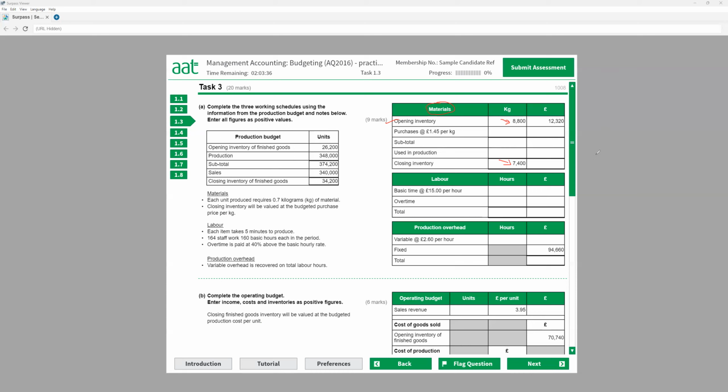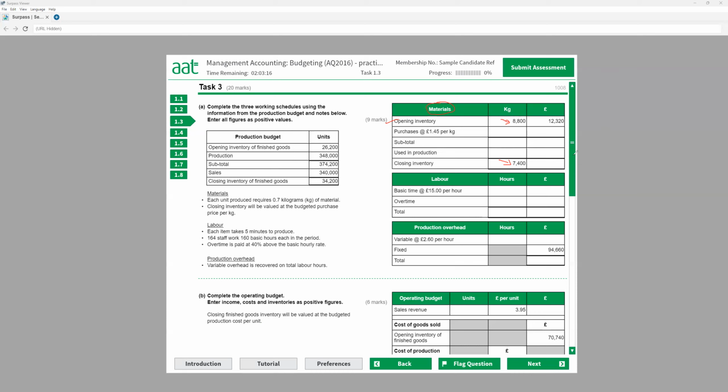So for the purchases, to work out how many kilos I need to buy, I will subtract the opening and add the closing. Whatever I already have in stock will be taken away, and anything I want to keep at the end of the period, I will add. So let's have a look.